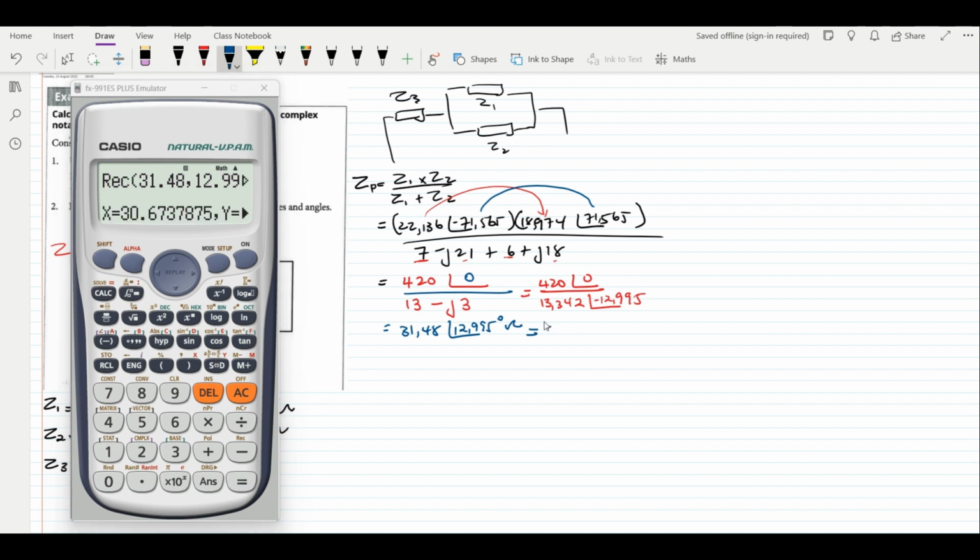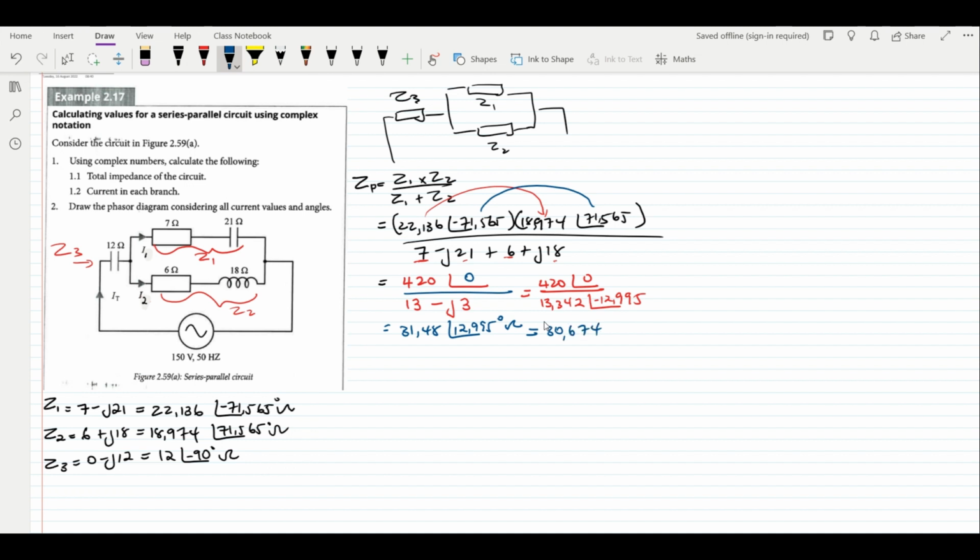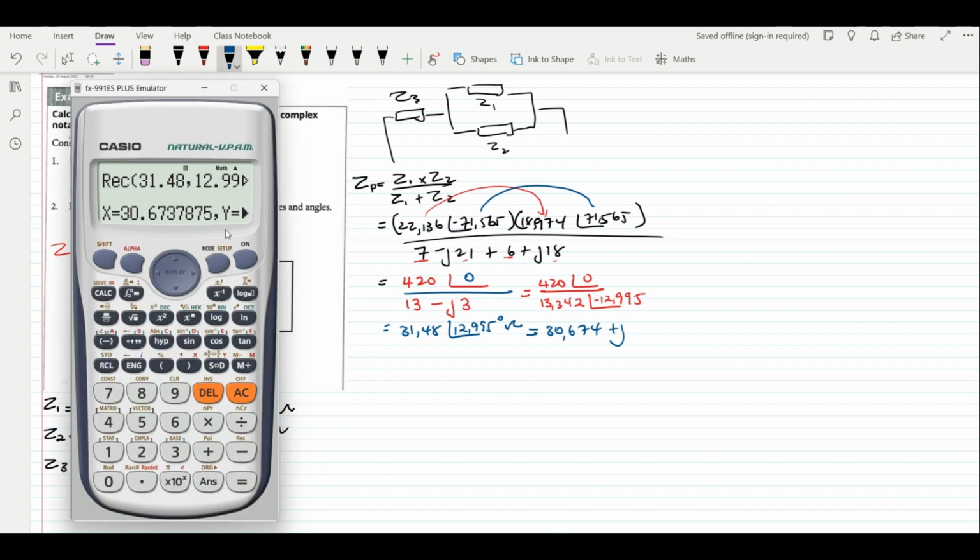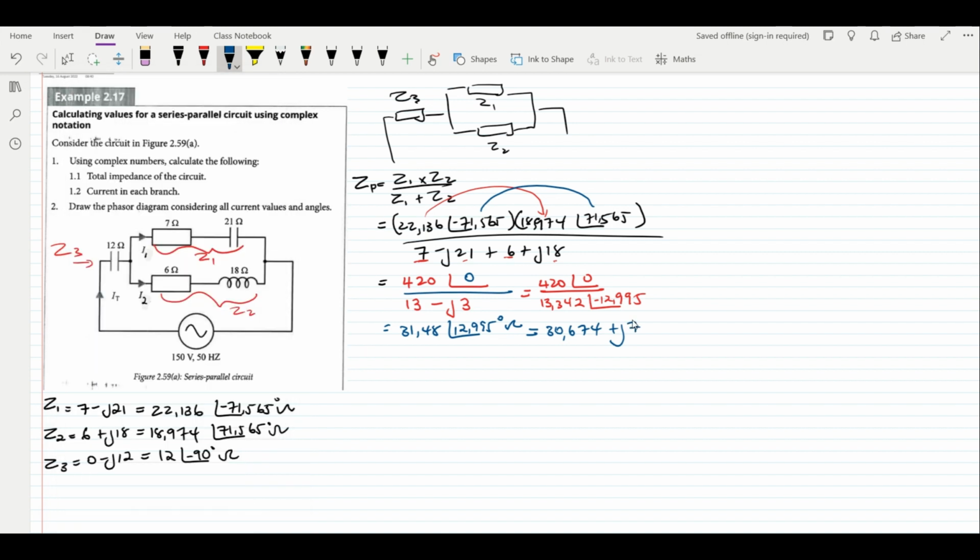30.674. That is 30.674 plus J7.079, just like that. And then therefore my ZT will be equal to ZP plus Z3. What is my ZP? 30.674 plus J7.079 plus 0 minus J12. Can you see that?